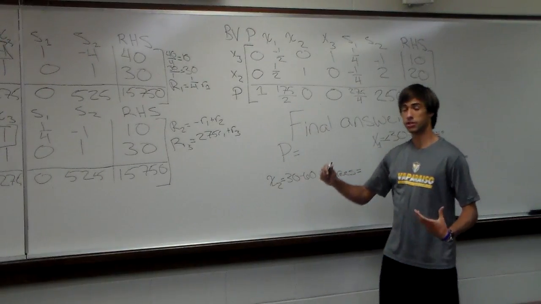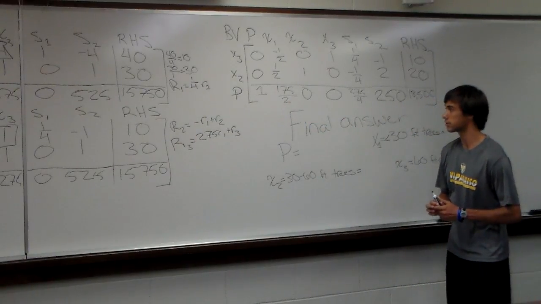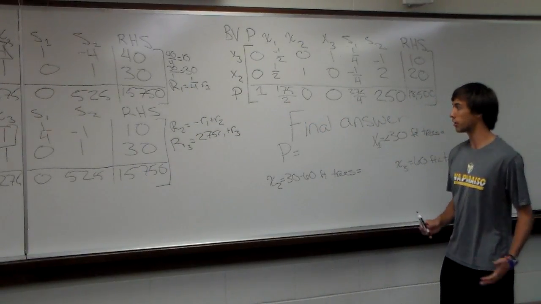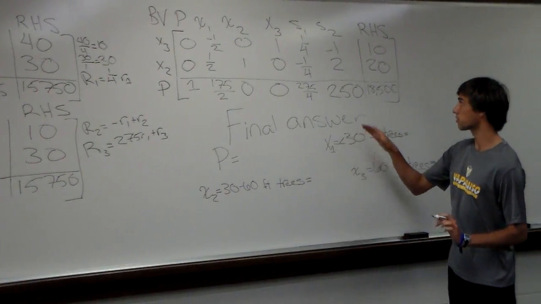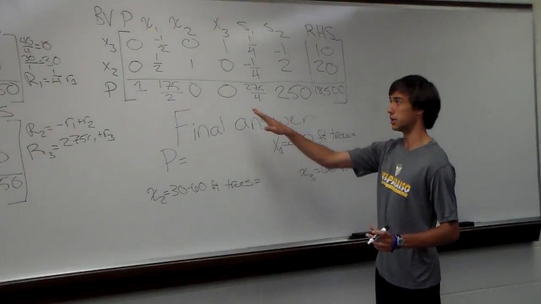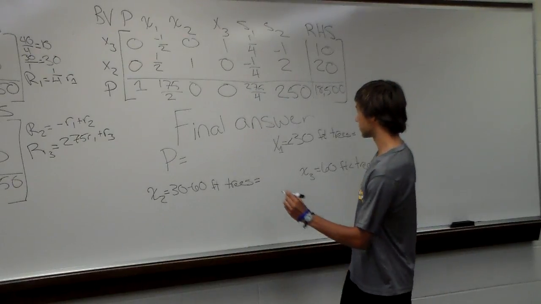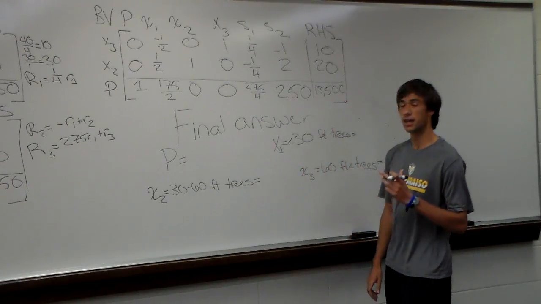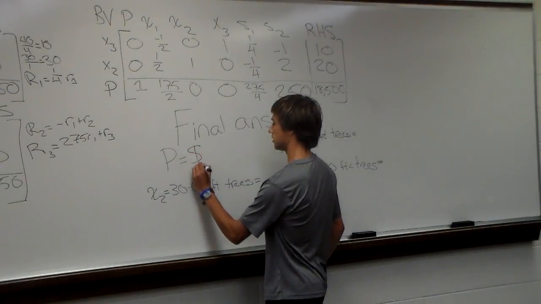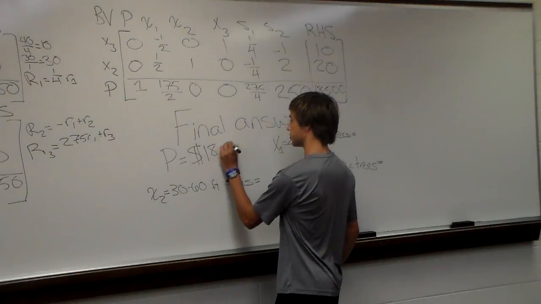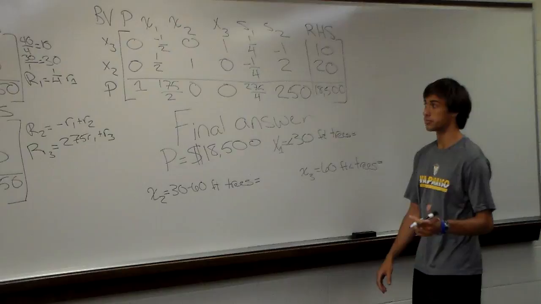So we need to make sure this is a final tableau, and we see that it is because there are no more negative entries in the objective function row. So now we can read our answers from here. The first one that we can easily find is the value for P, which is right over here. It's always going to be just whatever is in the right-hand side in the objective row. So that tells us that P is 18,500, which in terms of our problem means that she makes $18,500 if she maximizes her profit. So that's going to be the maximum amount of money she can make.